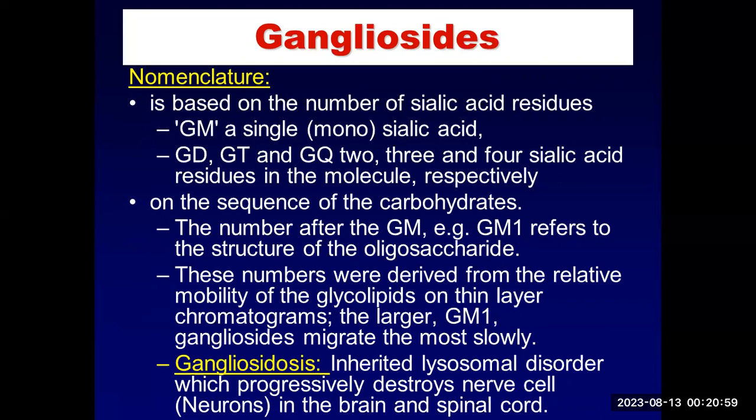The number after the GM, that is GM1 for example, refers to the structure of the oligosaccharides. These numbers were derived from the relative mobility of glycolipids on thin layer chromatograms. The larger GM1 gangliosides migrate the most slowly, then the next larger, and the next one, and the smallest one will move faster. Gangliosidosis is an inherited lysosomal disorder which progressively destroys the nerve cells in the brain and spinal cord.